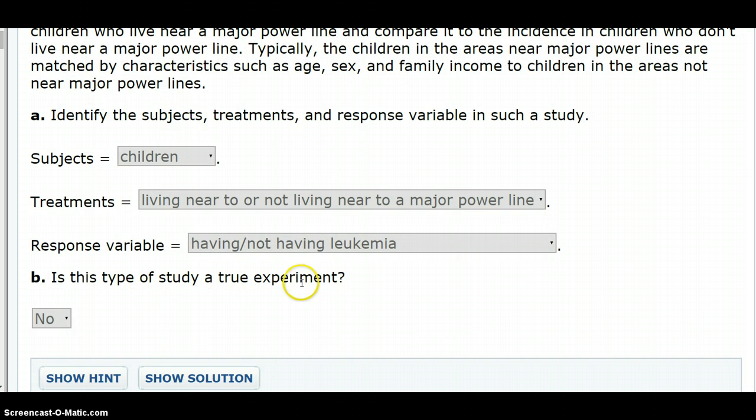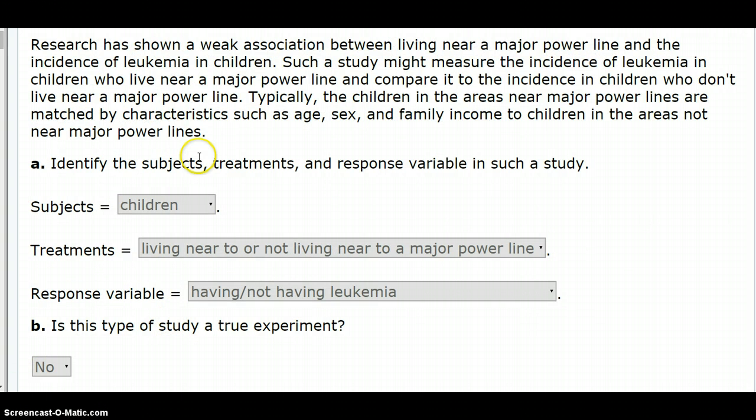Is this type of study a true experiment? Again, no. It wouldn't be ethical, and really it wouldn't be practical either to randomly assign certain people to live in a certain area, even if it was ethical. Most people want to choose their own residence, at least within the United States. That's typically seen as a freedom that many people have.